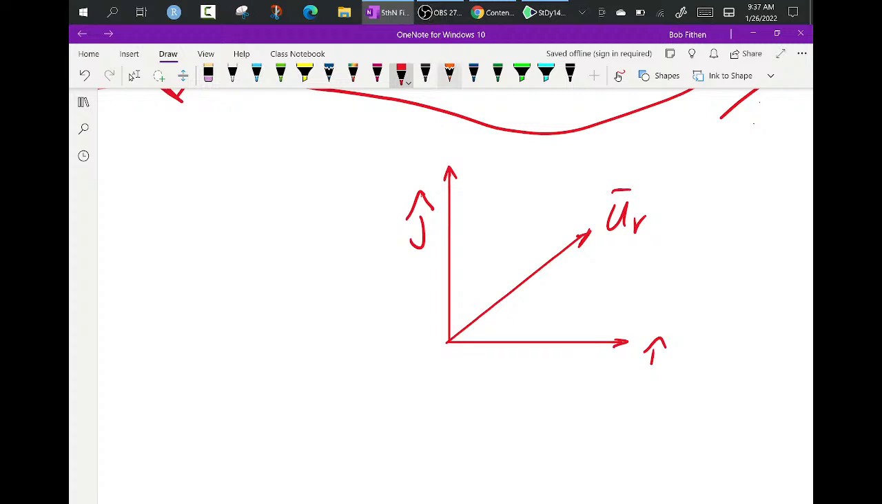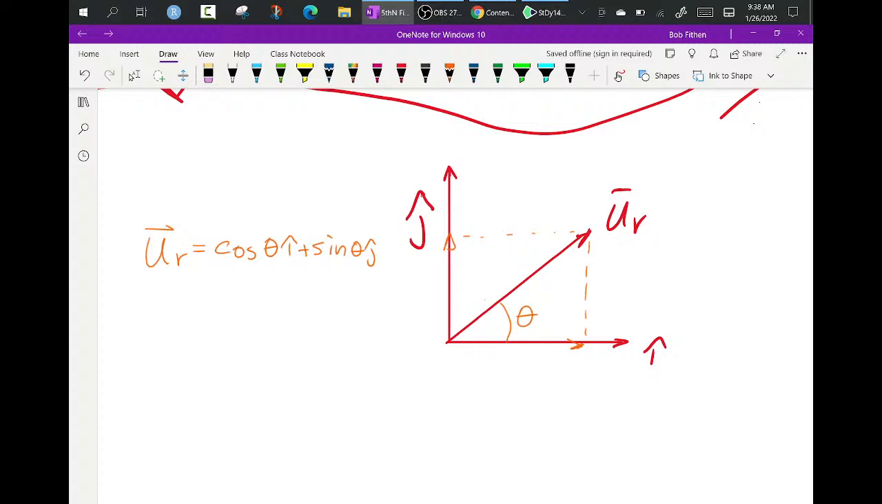Now that I got that, what I'm going to do is say, okay, I can have a component of UR here, and a component of UR here. And remember, this is theta. So if I want to represent UR this way, it would be cosine of theta i plus sine of theta j. Now, you have to remember the length of this is 1. So usually you're supposed to have the length of UR, but the length is 1, so I don't need any of that.